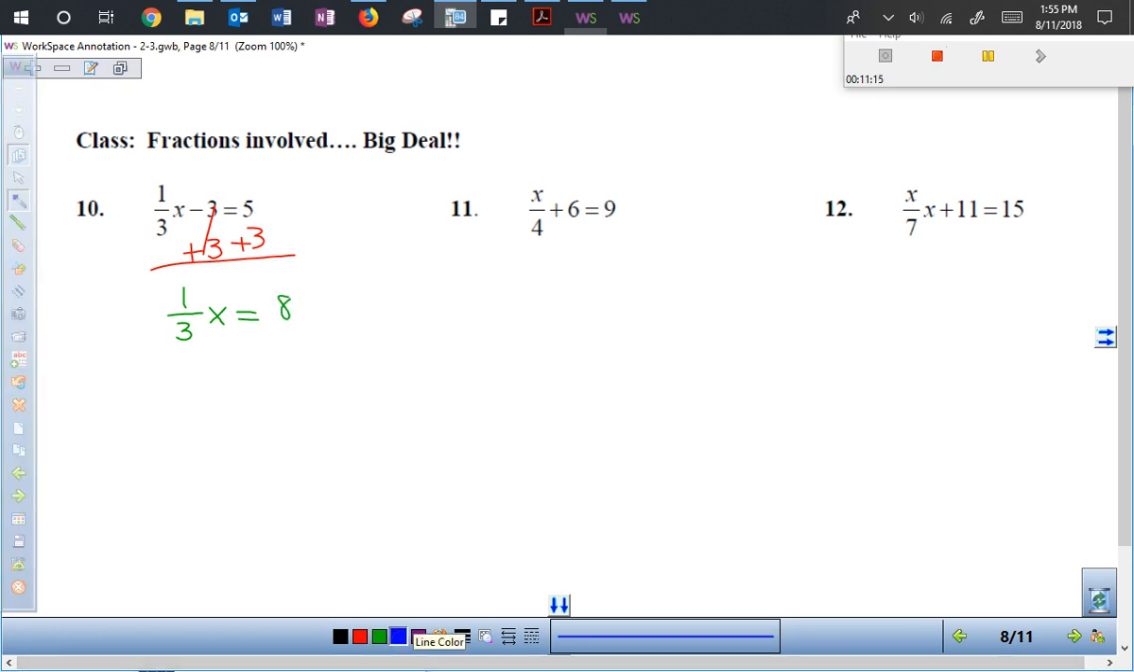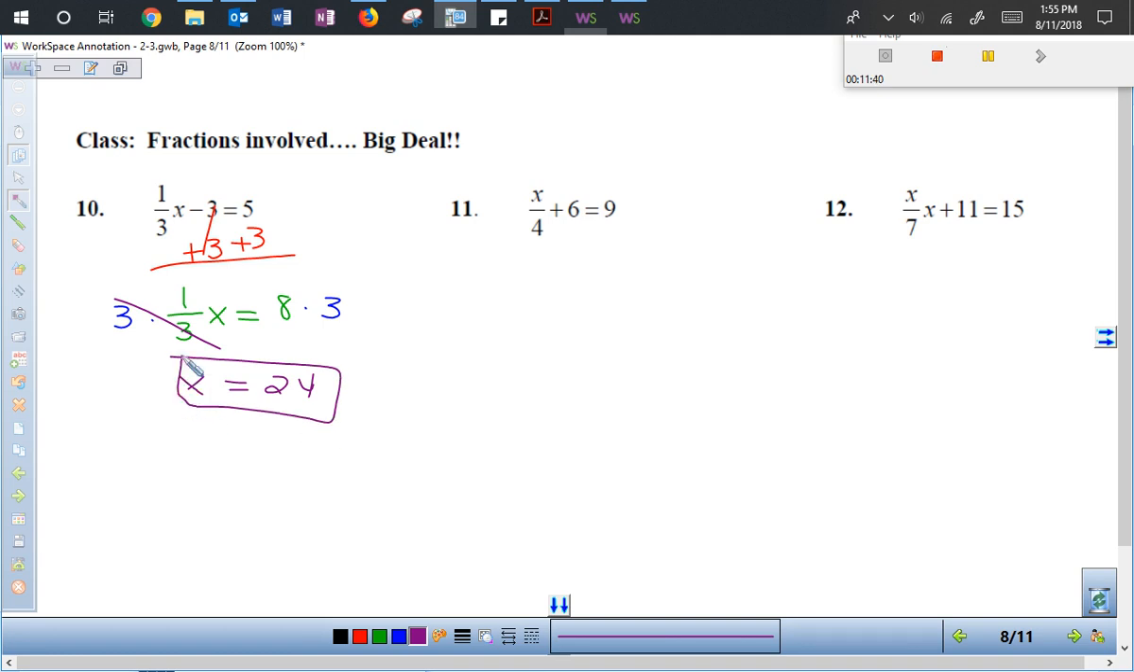Now, to get the x by itself, I need to get rid of that 1/3. But remember, we do not divide by fractions. Instead, what we need to do is multiply by the reciprocal. So I'm going to multiply each side by 3 over 1, which is just 3. On the left side, 3 times 1/3 will cancel out and leave me with x. And then 8 times 3 is 24.